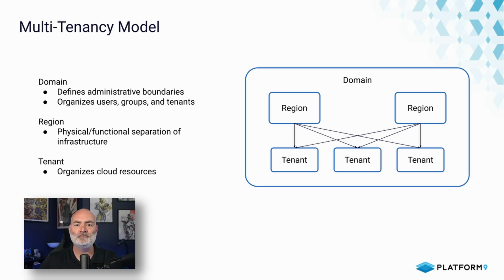assigned roles. Regions divide a Private Cloud Director deployment into separate geographical or functional areas. Each region has its own set of compute, storage, and networking services, but shares the same identity service. Tenants are, essentially, a container for cloud resources like virtual machines, networks, and storage volumes. Every resource in Private Cloud Director belongs to a tenant.